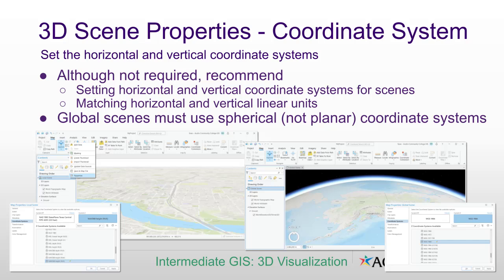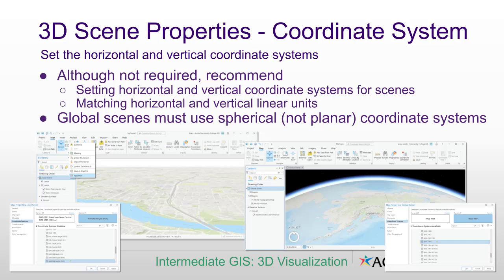And this seems pretty obvious, but I can't tell you how much data and how many scenes I've seen with feet used for the horizontal coordinate system and meters used for the vertical coordinate system. And it looks good, but it can create real problems when you're trying to analyze and measure data. If you look at the images at the bottom of your screen, you can see the one on the left, I've set the horizontal and the vertical coordinate system. The horizontal coordinate system is set to NAD 1983 State Plane, Texas Central Zone, and the vertical coordinate system is set to NAVD 88 height, but they both are set to the same linear units, which in this case is feet.